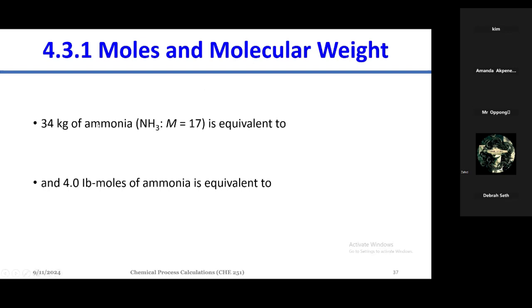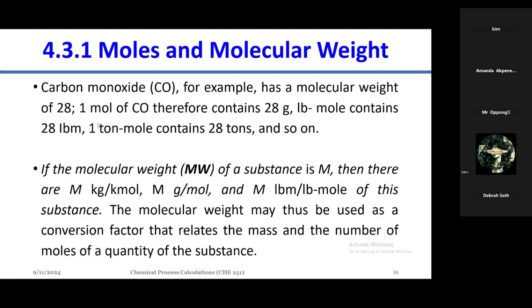So 34 kilogram of ammonia is equivalent to... We can use the molecular weight also as a conversion factor, just like how we use the density. Because we are saying that molecular weight has a unit of gram per mole. So it means that when I take 1 gram of, let's say, carbon dioxide, what's the number of moles present in that 1 gram? And that makes it a conversion factor.